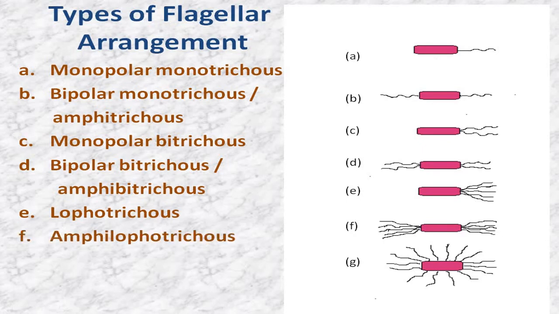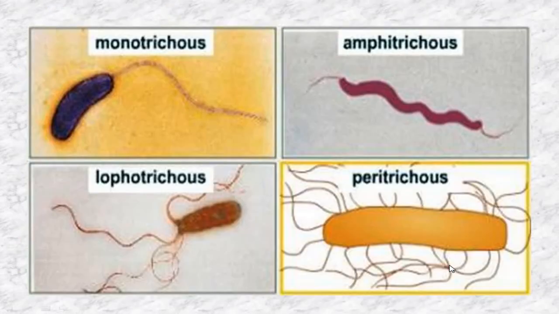And if a tuft of flagella arises from both ends or both poles, it is called amphilophotrichous. If the flagella arise randomly over the entire surface of the cell, this is called peritrichous, where the whole surface of the cell is covered by flagella. This figure is showing many different types of arrangement of flagella on bacteria.